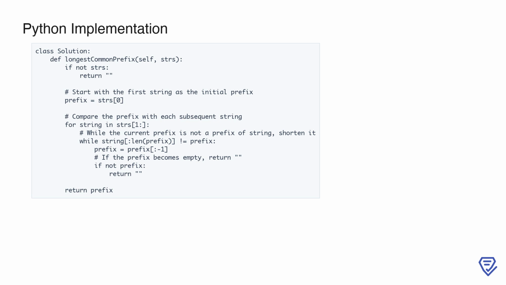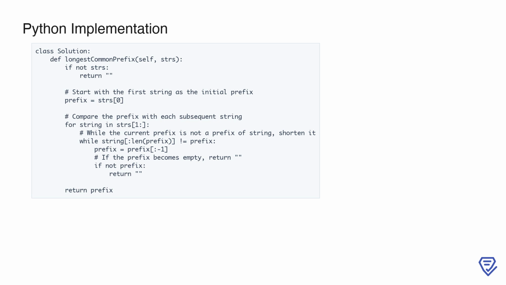The function then iterates through the remaining strings in the list. For each string, a while loop ensures that the current prefix matches the beginning of the string. If it doesn't, the loop shortens the prefix by removing the last character until a match is found or the prefix becomes empty. If the prefix is reduced to an empty string, the function returns an empty string, as no common prefix exists. Finally, after processing all strings, the updated prefix is returned as the longest common prefix. This approach efficiently narrows down the prefix by performing comparisons over the length of the strings, ensuring an optimal solution for this problem.